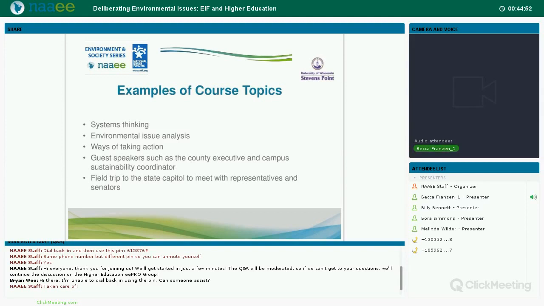So some examples of course topics. We will have a period where we'll talk about thinking. We'll go through an environmental issue analysis as an example, and then really focus in on the pieces of environmental issue analysis as far as identifying what are the socioeconomic aspects of the environmental issue? What are the environmental pieces to that? Who are the key players? What are their values? How do we address those values? What are potential actions that we could take? And then we also, students take action and then reflect on those actions.